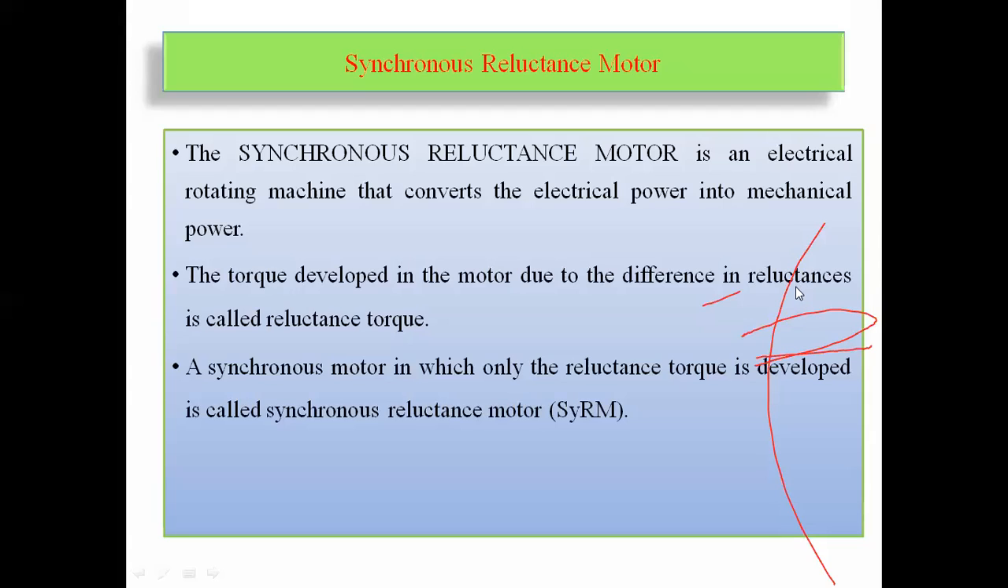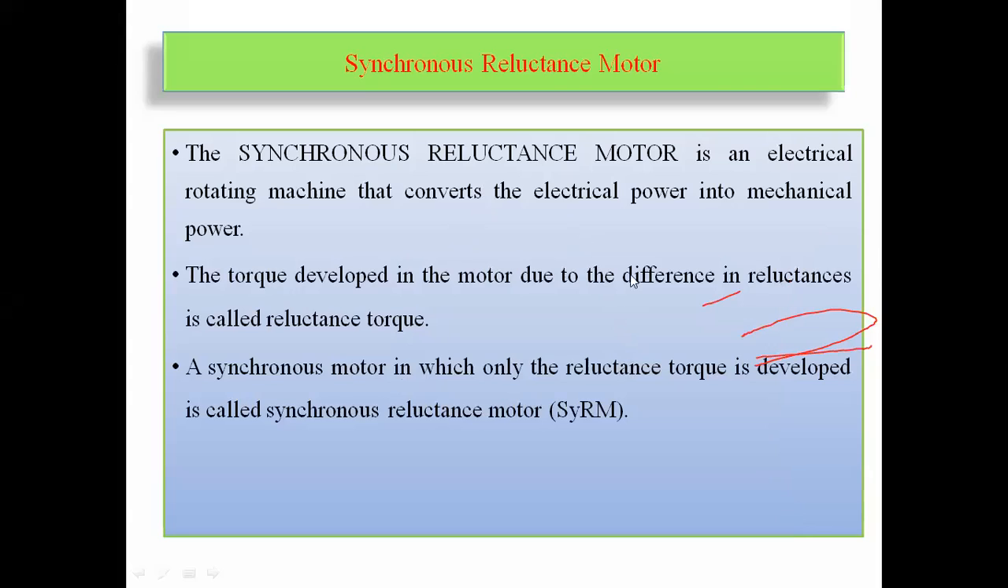It is a part of the magnetic circuit. So in this type of motor, the torque developed due to the difference in reluctances is called reluctance torque. A synchronous motor in which only the reluctance torque is developed is called a synchronous reluctance motor. Normally all motors operate on electromagnetic torque. We give electrical supply to the stator, flux is produced, and hence torque is exerted according to Faraday's law. But in a reluctance motor, torque is produced only because of the reluctances.